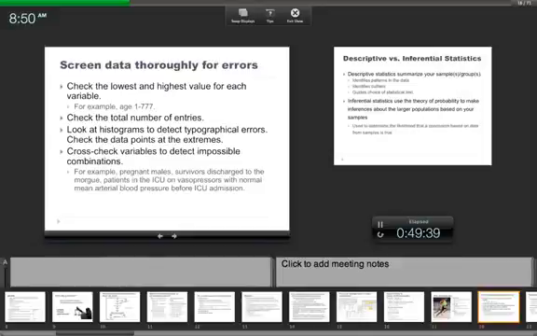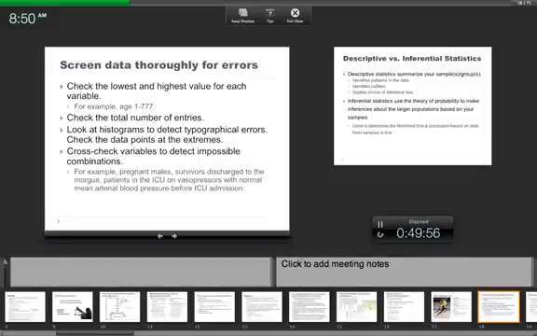And cross-check the variables to detect impossible combinations. For example, if you have a variable for pregnancy and another variable for sex, and you cross-tabulate that, can you have a pregnancy?